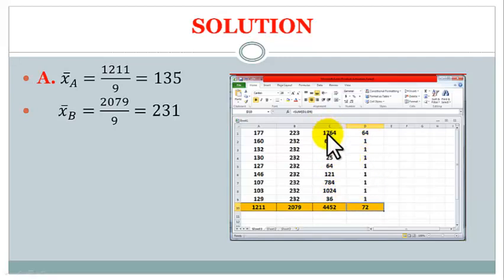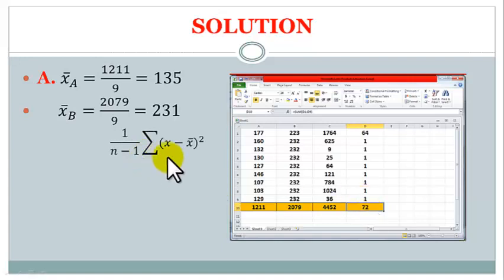Then to find the sum of the squared deviation for the initial weight data and the final weight data, you have to highlight these two cells, C10 and D10. Then click the auto sum button. This value 4452 will appear in cell C10. That's the sum of squares of deviation of the initial weight data from the mean. While 72 will appear in cell D10, the sum of squares of deviation of the final weight data from the mean.